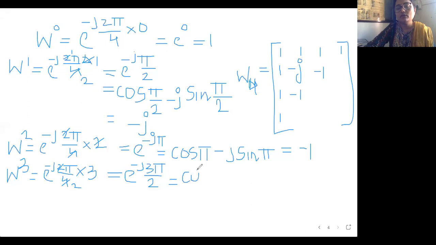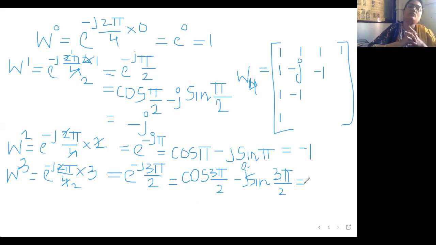This is going to be cos 3 pi by 2 minus j sin 3 pi by 2. It takes time to write, as I'm writing this using a touchpad. So tell me, what will be the answer of this?